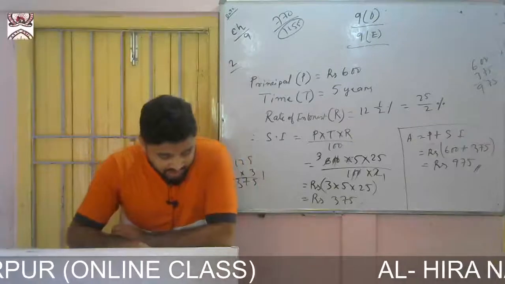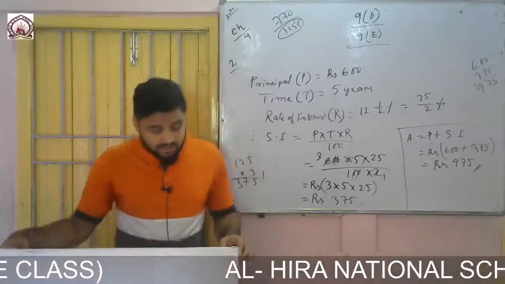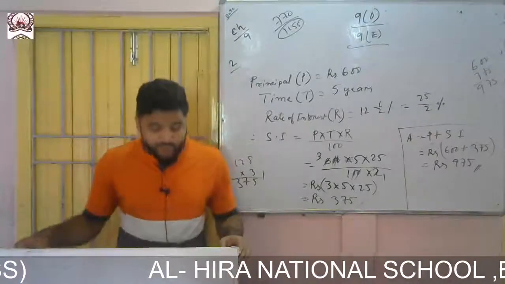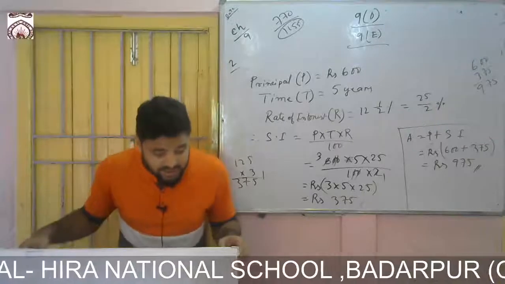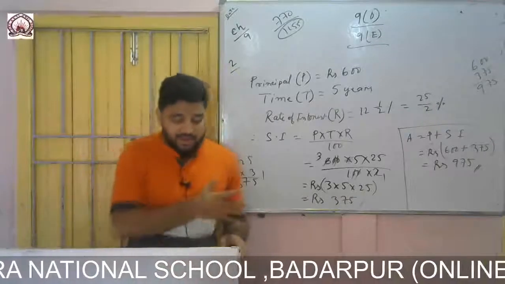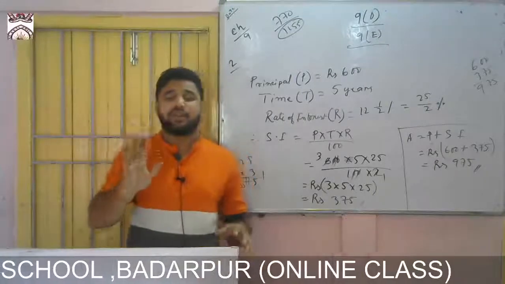Now come to question number 5. Beneath deposited rupees 8,500 in a finance company which pays 18% interest per annum. Find the amount he will receive after 3 years. So it is the same as question number 1 and 2. Okay, so it is said that Beneath deposited in a bank.